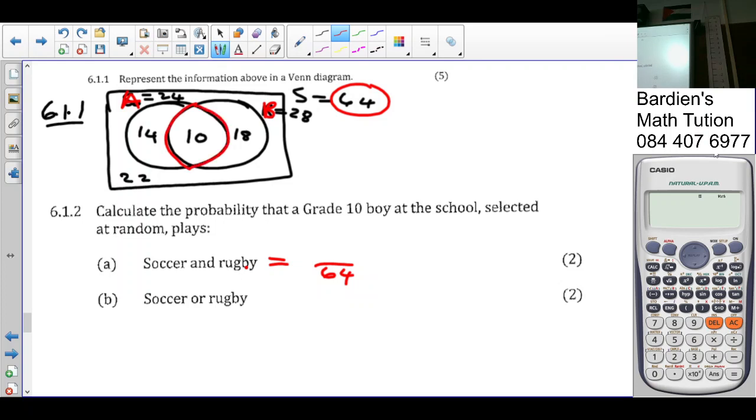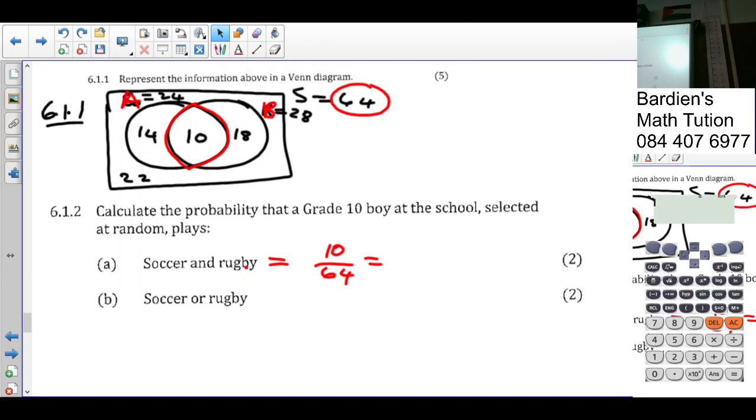Okay? So soccer and rugby is 10. So I go 10 divided by 64. That gives me 5/32.